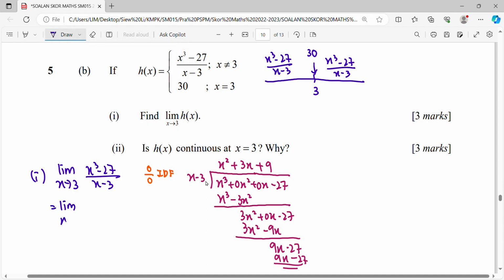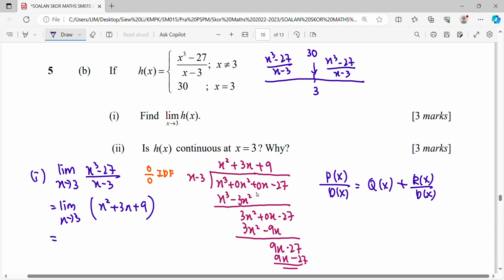After the long division, what is the result? This is our p(x) over d(x), meaning our answer is p(x). When the question is given in this form, p(x) over d(x), the answer you have to give is q(x) plus r(x) over d(x). Since we don't have a remainder, this part of the answer just remains the quotient. Then we substitute the 3. Therefore, we can evaluate this limit.